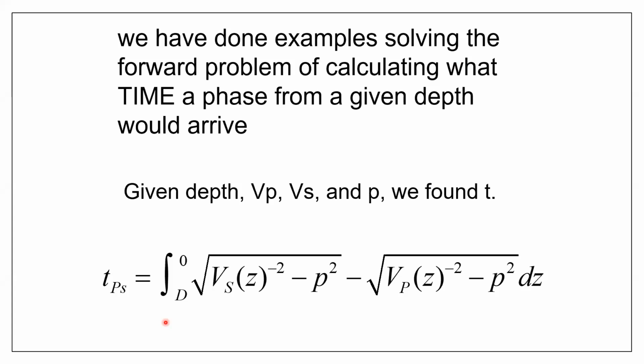So basically, this formula can be used to find out the time of a phase from a given depth, for the phase to actually cover the path from D to 0. So this is for the P2S converted phase. There are other phases as well for which the formula can be derived.